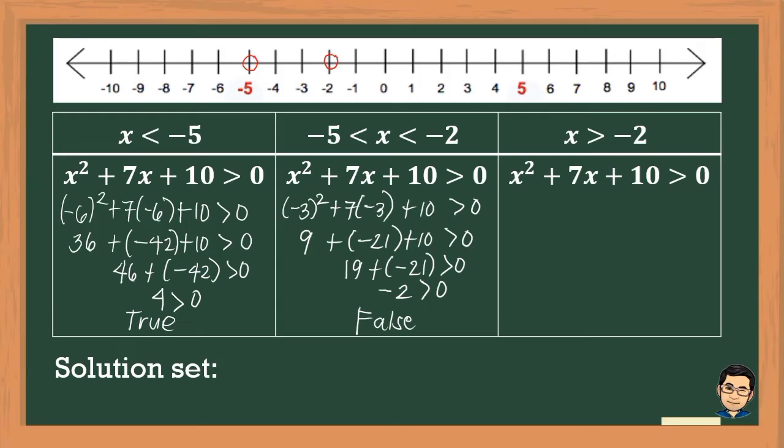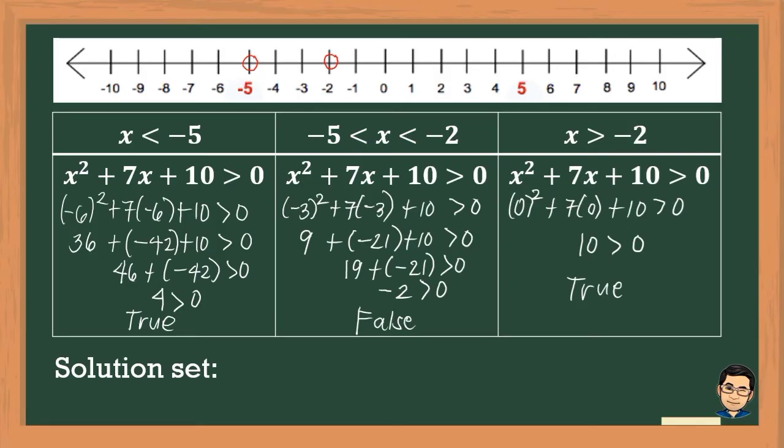So kunin natin yung 0 para mas madali. 0 squared plus 7 times 0 plus 10 is greater than 0. So, 0 squared, that is 0. 7 times 0, that is also 0. So, ang matitira na lang po is 10 greater than 0. Is 10 greater than 0? Yes, mas mataas po yung 10 kaysa sa 0. So, true po siya. So, lahat ng nag-true, yun po yung part ng solution set.